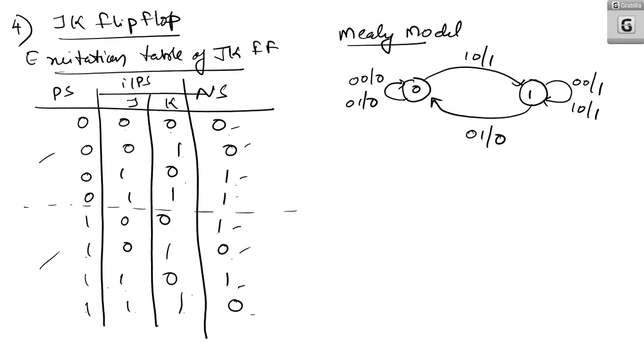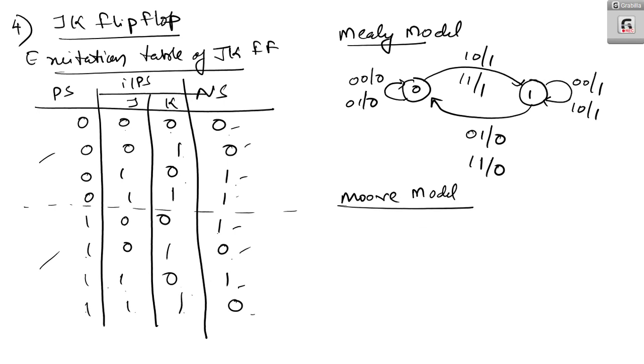If it is 1 1, here the output will be 1. So that means here you will get 1 1 bar 1. Here you will get 1 1 bar 0. So that is basically the Mealy model. Now let me come to the Moore model.